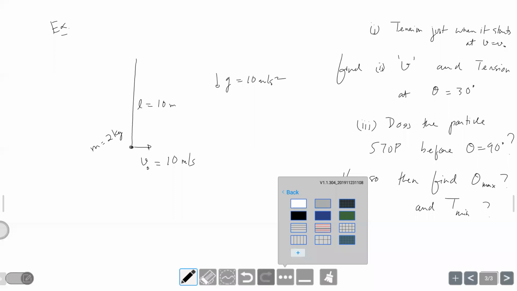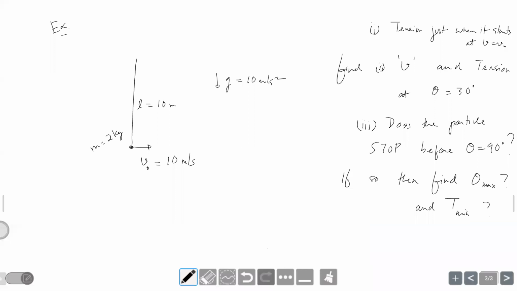Sir, in the previous question where you wrote mg(3 cos theta minus 2) plus mv0 square by L, that was only valid for the tension when theta was ranging from 0 to 90, right? Yes, after that, theta will become obtuse. So actually, that equation will still be valid, but cos theta will be negative. Like if you substitute theta equal to 120, that equation is still fine. But then your cos 120 will be a negative quantity.